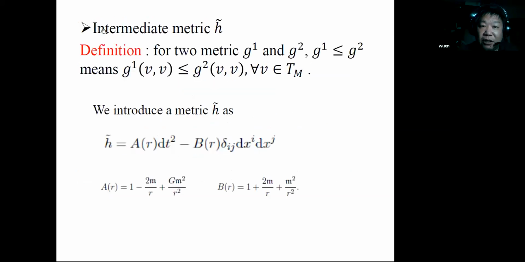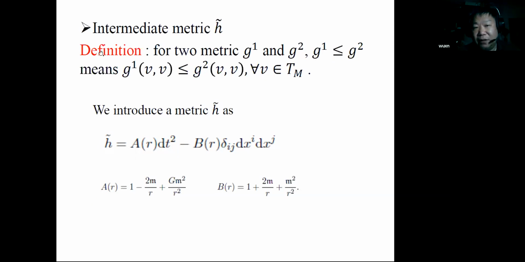Then we can introduce the intermediate metric h tilde, defined this way. It's just a diagonal metric and contains two functions A and B, and these are only functions of the radius. The definition of A is here and the definition of B is here. And here G is not the gravitational constant. It's only some constant that we need to fix following. Okay, you can introduce such kind of intermediate metrics.